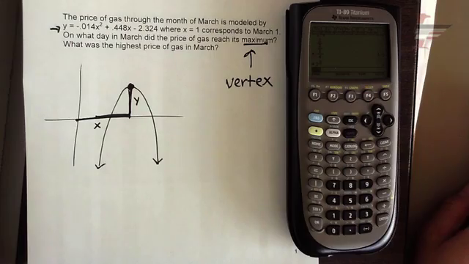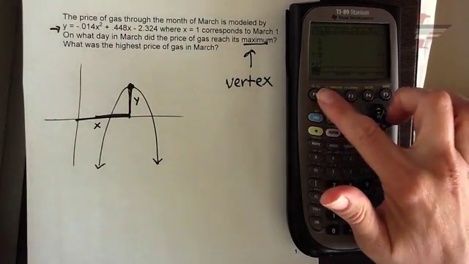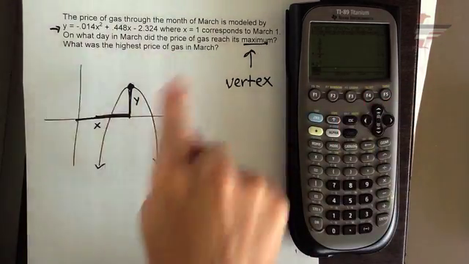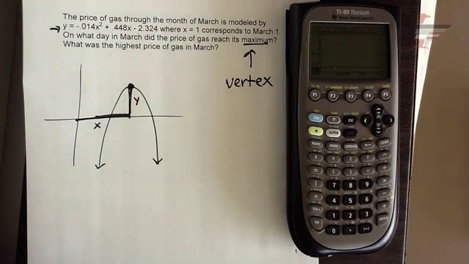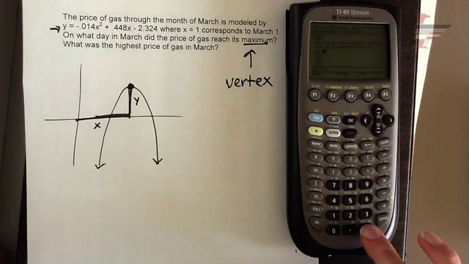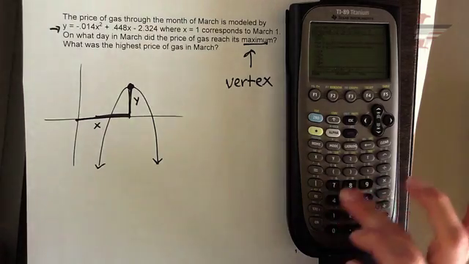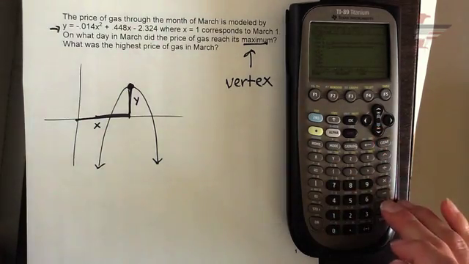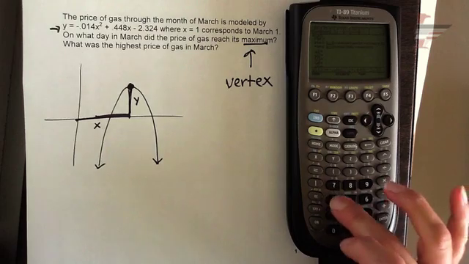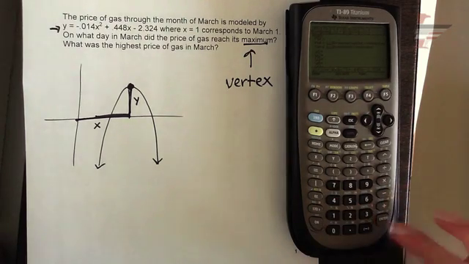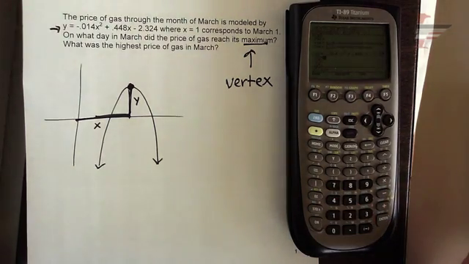If you don't remember how to find a maximum and whatnot, go back and watch the max video. I'm not going to walk through that real slowly. So I'm going to go Diamond F1 to my Y= screen, clear out my old function, and type in my new one. Make sure you use negative and not subtraction. Okay, so I've got my quadratic there.